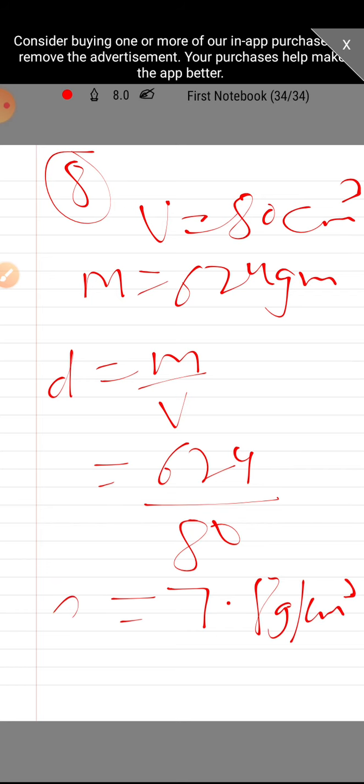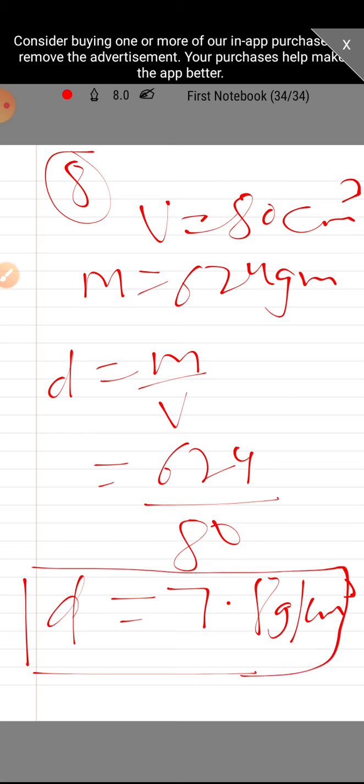Now remember student one thing, that I am not calculating all these values, I am just seeing the answer sheets and writing the answers. But when you solve it, you have to calculate, you have to divide this 624 by 80 and you will get answer equal to 7.8. So don't just write the answers, you have to divide them out, then you can write in the copy. Question number 9, again mass is given.